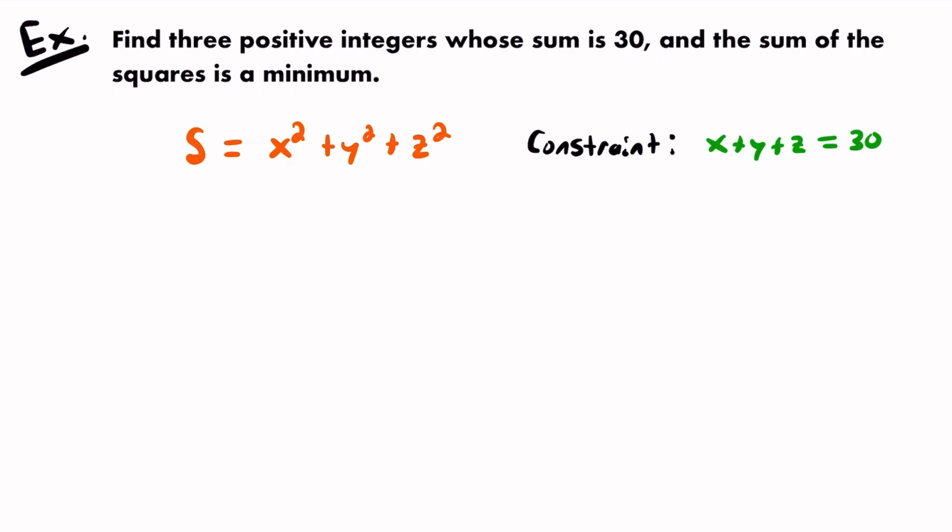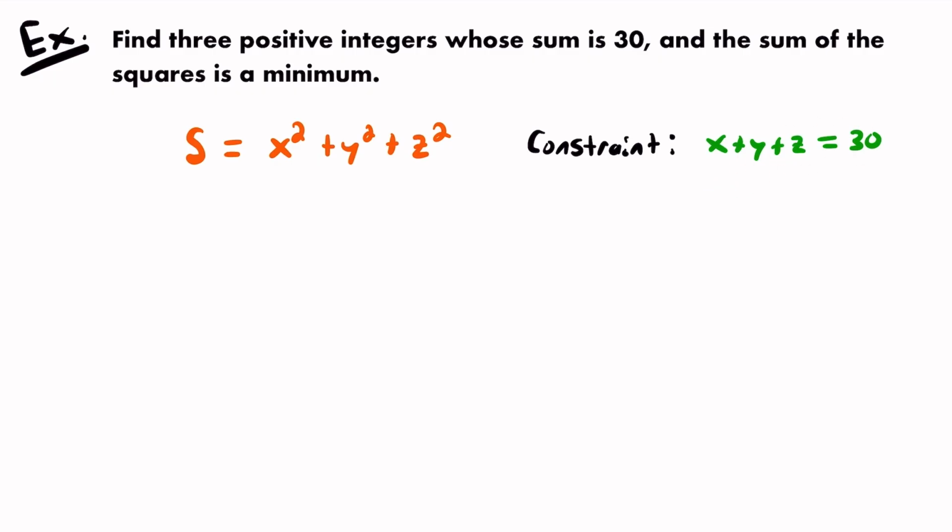Okay, and then what we want to do is rewrite our main function, the function that is working with the value that we want to optimize, or in this case minimize. We want to rewrite that such that it is in terms of two independent variables. And we can do that by making use of the constraint. We can solve for one of these three variables in this equation, and then substitute that into this equation, and then it will just be in terms of two variables, because both equations are working with the same three variables of x, y, and z.